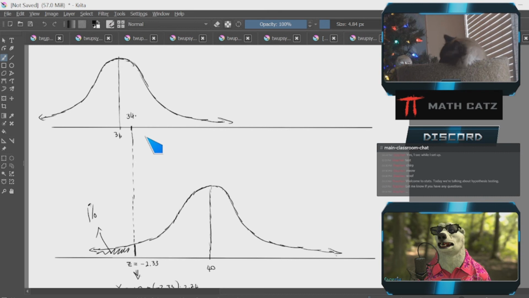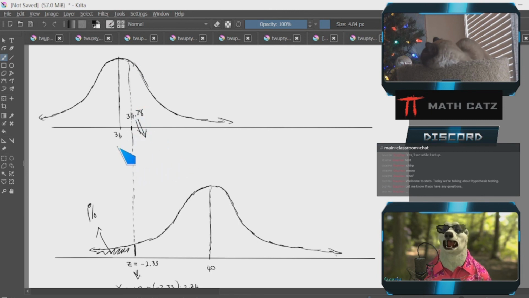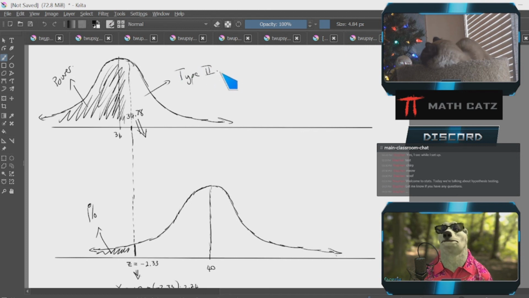So now we are going to reject the null hypothesis whenever we get a raw score to the left of this 34.78. And if it's shifted over here, this is going to be the correct decision to reject. So our power is going to sit over here, and our type 2 error, when we don't reject it, it's not extreme enough, but we actually should have, is going to sit over here.